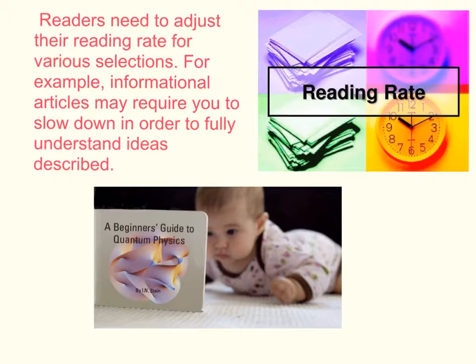Another important concept with the author's purpose is understanding that readers need to adjust their reading rate for various selections. For example, informational articles may require you to slow down in order to fully understand ideas described. Look at this picture of this baby who's trying, if you will, to read The Beginner's Guide to Quantum Physics. Obviously, reading a physics-type book will take a lot more time, and you will probably have to read it multiple times just to understand what the authors are trying to say. So we do vary how quickly we can absorb the information based on what types of information is being presented to us.